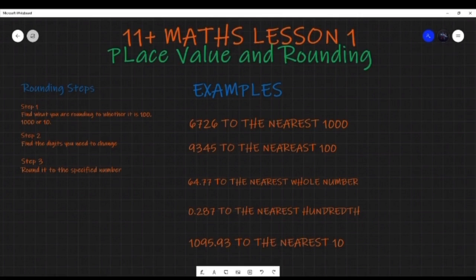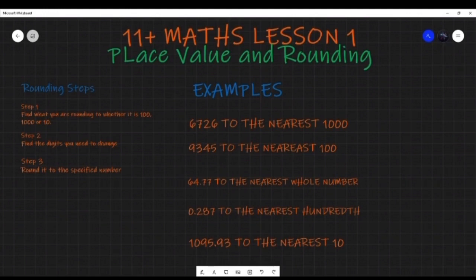So 64.77 to the nearest whole number. These are decimals, so this is the whole number. So you look at the digit after, which is 7. 7 is above 5, so you'd round up. Therefore, the answer is 65. So now to the nearest hundredth. So 0.287 to the nearest hundredth.